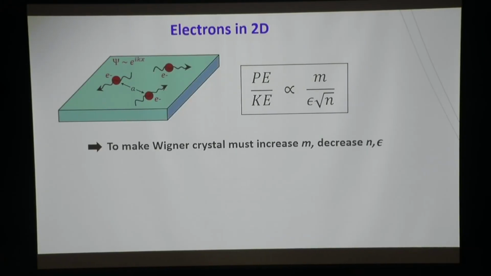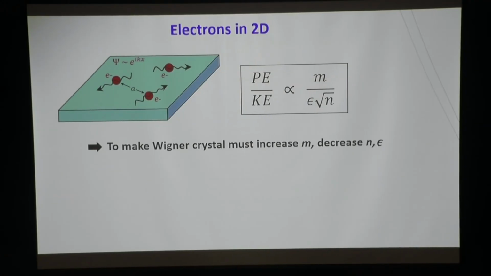Okay, so if we take the ratio of those two expressions I just showed you, then we see that this ratio, this rs factor, is proportional to the mass of the electron divided by the square root of the density of electrons times the dielectric constant. And this is a really useful thing to notice, because it's telling us that if we want to make a Wigner crystal, we want that ratio to be big, and that means we want the mass of the electrons to be big, low density, and low screening. So that's really easy to show.